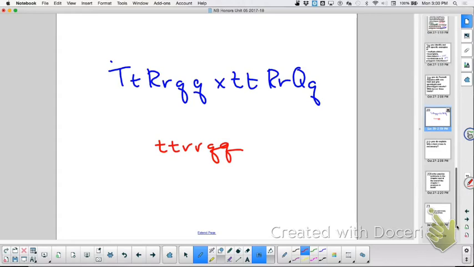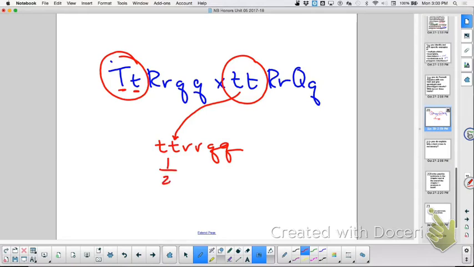So in my mind, I'm crossing the T's, and I know every single time this one's going to give a little t. And this one? Half the time it'll give the big T, and half the time the little t. So half the time I'll get big T, little t, and half the time little t, little t, because this one's always going to give me a little t. So don't even consider him, right? I'll get half the time little t, little t.